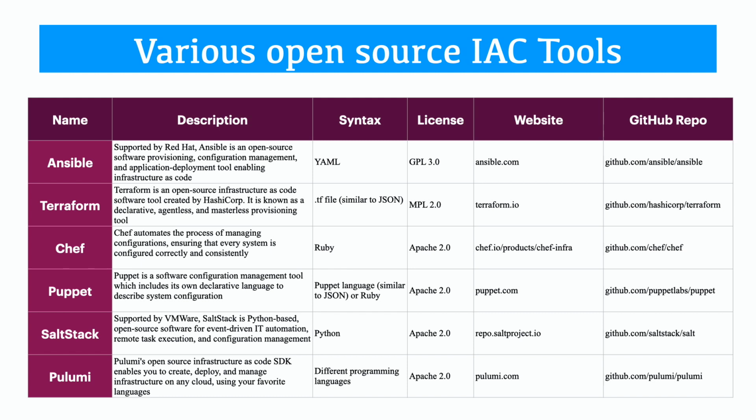Next, we have Puppet. Puppet is a software configuration management tool which includes its own declarative language to describe system configuration. Its main configuration file format is based on the Puppet language, very similar to JSON, or you can use Ruby. It's licensed based on Apache 2.0, and you can find the links to its website and GitHub repo here.